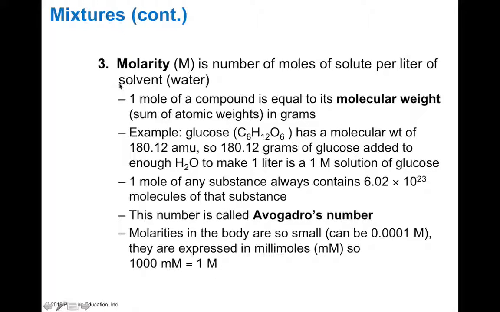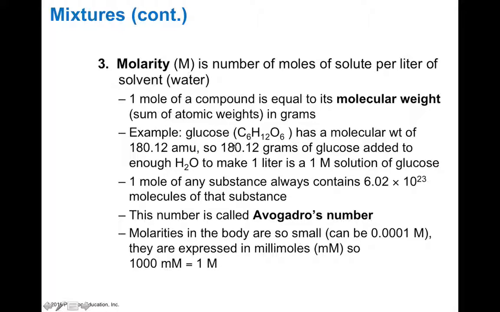Now, molarity is the third notation of concentration, and it's denoted as a big M. This is the total number of moles of a solute per liter of solvent. One mole of a compound is equal to its molecular weight. A mole is determined by what we call Avogadro's number, which is 6.02 times 10 to the 23rd molecules of that substance. This is just a standard number we use to determine molarity. So if you know the molecular weight of a substance, and you know that there are 6.02 times 10 to the 23rd molecules or atoms of that substance per mole, then it's pretty easy to calculate molarity.